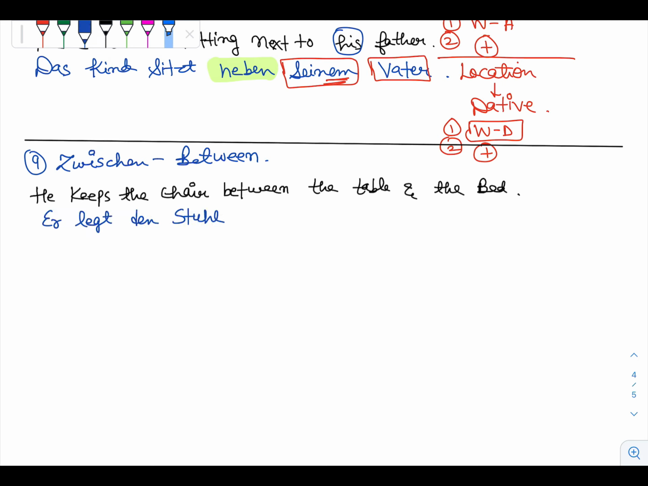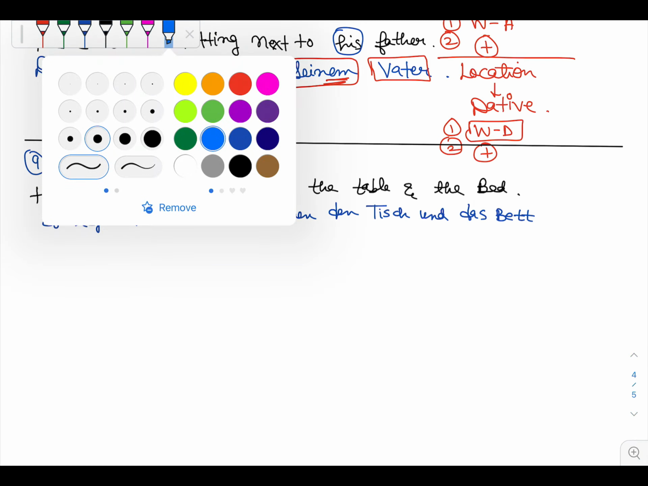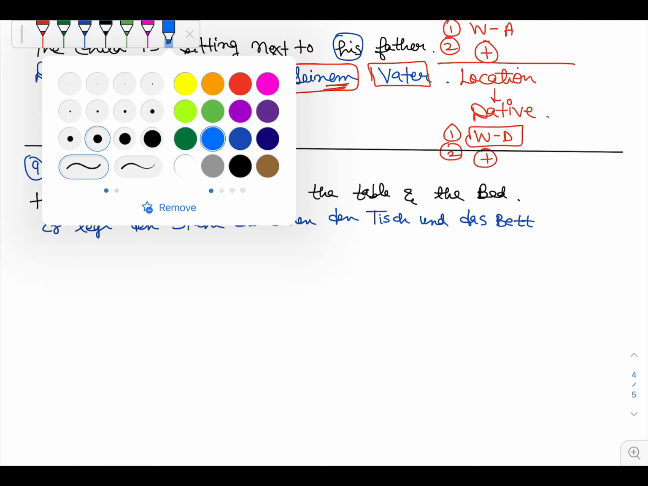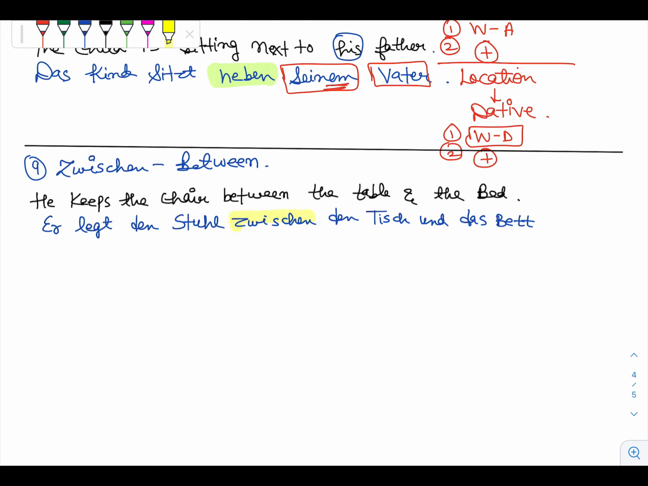Er stellt den Stuhl. Now the preposition zwischen, then Tisch und das Bett. Here we are using two nouns, two objects we can say. See, first we'll check the Wechsel preposition. Now here, table and chair. Tisch takes masculine and Bett takes neutral.